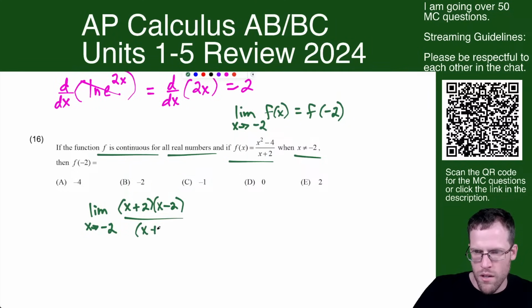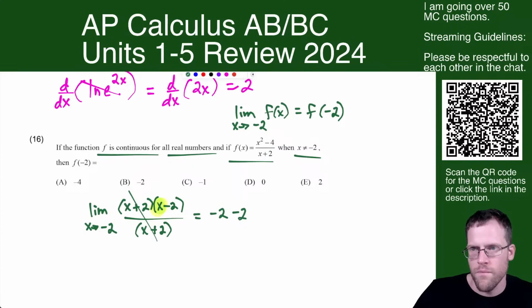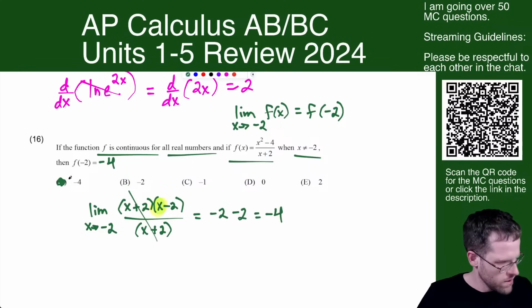Okay, we could L'Hopital? Yeah, we could L'Hopital if we want, but I'll just do algebra. And this is negative 2, I plug in, minus 2. See, I'm just plugging in here. Okay, actually we'll go. And this is negative 4. So the limit is equal to negative 4, so we would want f of negative 2 to be equal to the limit. So 16 is A. All right.